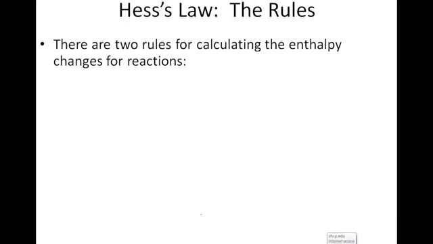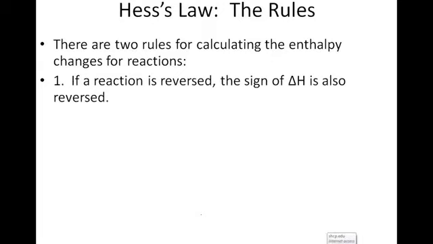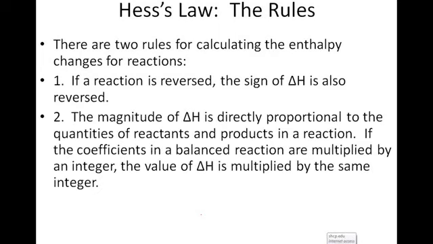Here are the rules. There are two rules for calculating enthalpy changes for the reaction. The first rule is if a reaction is reversed, the sign for enthalpy is also reversed. And the second rule is the magnitude of delta H is directly proportional to the quantities of the reactants and products in a reaction. If the coefficients in a balanced reaction are multiplied by an integer, then the delta H is also multiplied by the same integer.